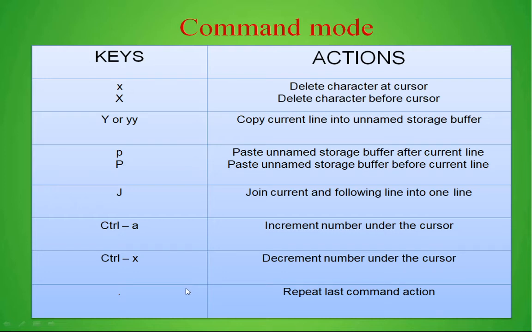Means if you want to move to the next line, cursor. Control X decrements the number under the cursor. You want to move to the above. Okay. So if you press Control A or Control X, one will be added and one will be subtracted. That is, the number will be changed, not the complete line. Then dot is there. Repeat the last command action. Whatever command you have executed, if you want to repeat it, you just have to press the dot.